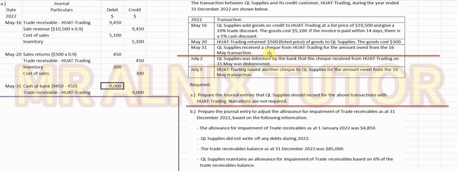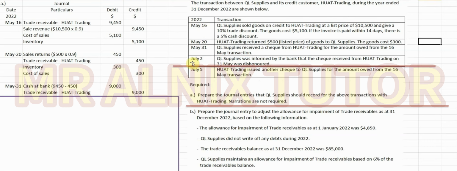Whenever you get the money by cheque, you put it into your bank. That's why you put it under the debit column here. So debit your cash and bank, credit your trade receivable, What Trading. Alright, because What Trading no longer owes you money from 16th of May.